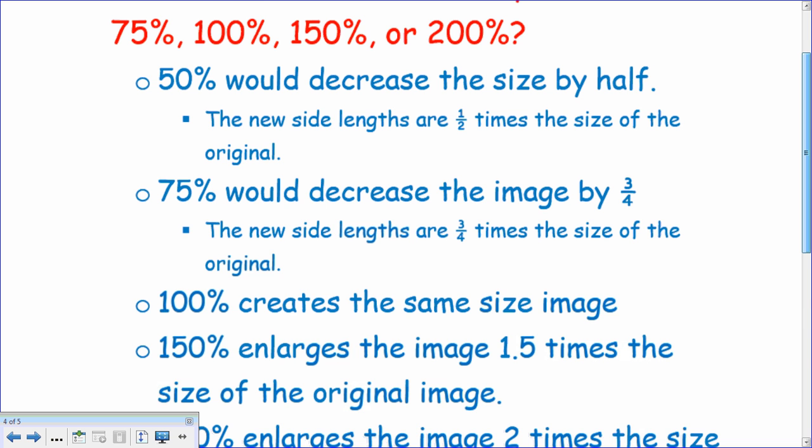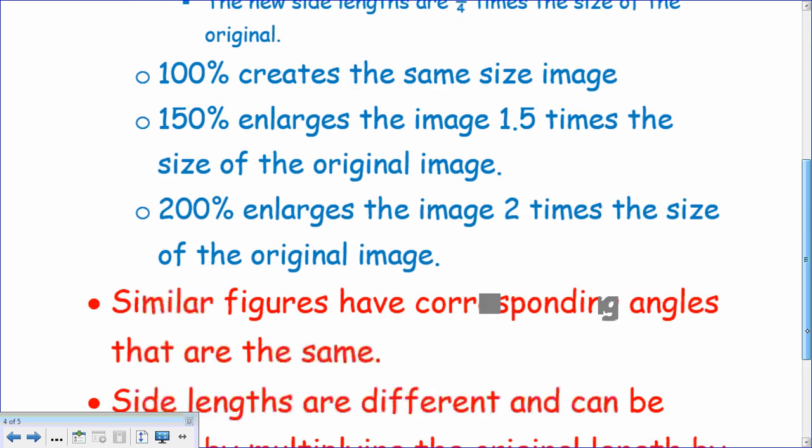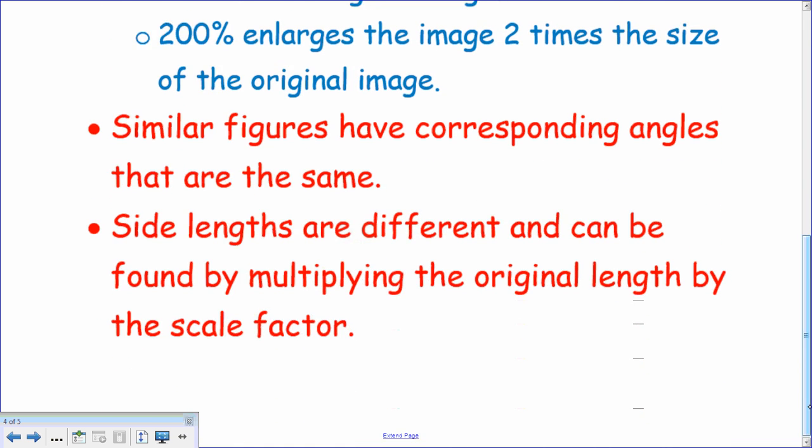All right? We mentioned this. Similar figures have corresponding angles that are the same. All the angle measurements are the same. The side lengths are different. The perimeter is different. The area is different, but the angles are the same. And the side lengths are different and can be found by multiplying the original length by the scale factor: 0.75, 1.5, depending on whatever it is.